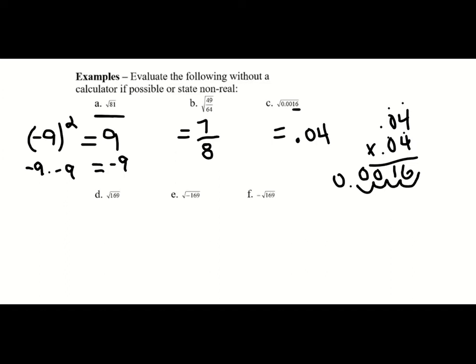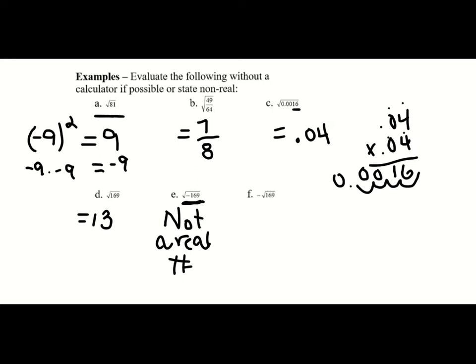Now for D, the square root of 169 is equal to 13, or negative 13. Now for E, they want us to find the square root of negative 169. Now, because our negative is under that radical and it's an even numbered index, it's a square root, we are going to say our answer is not a real number.